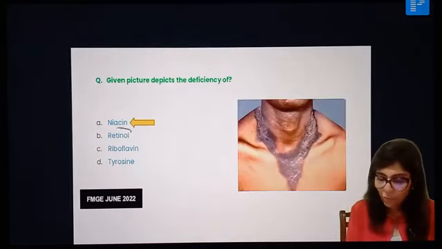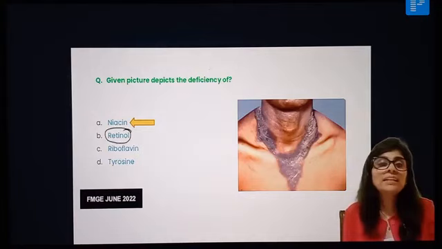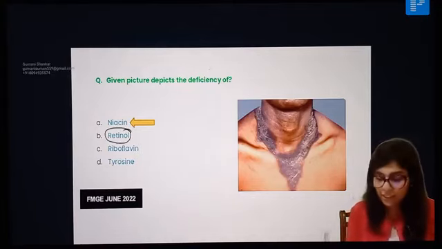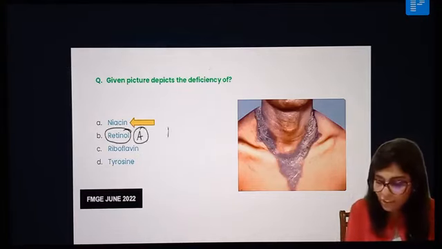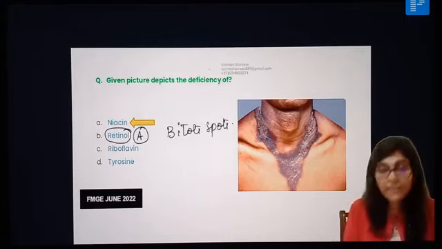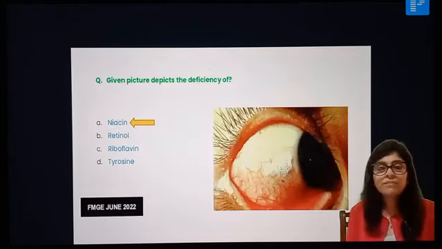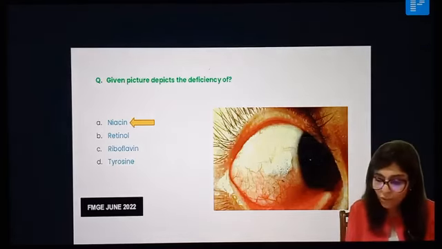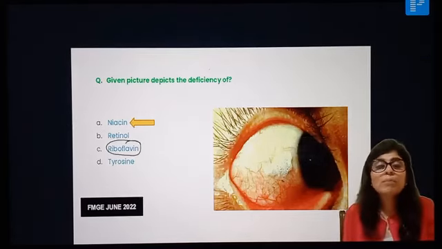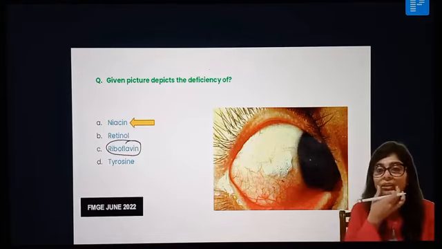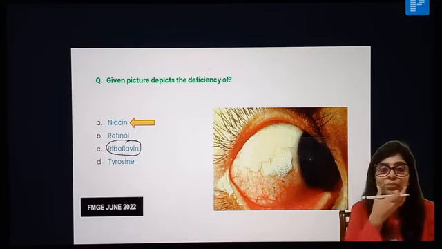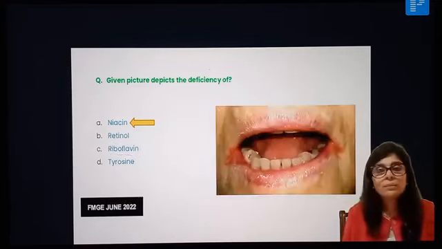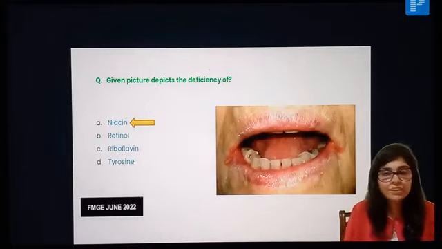So if at all they want to ask you an image-based question on retinol, vitamin A deficiency causes white spots, right? If this image was given to you, then what will be your answer? It is vitamin A deficiency. Good. What if riboflavin was asked? Riboflavin deficiency causes angular stomatitis, right? If they show you lips and on the angles you see lesions like this, then your answer would be riboflavin deficiency.